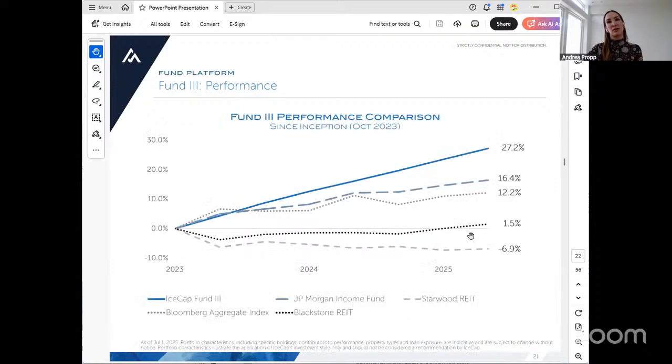We also like to show this. This is over the life of Fund 3 and total performance since our inception. So you can see Fund 3 having delivered 27.2%.